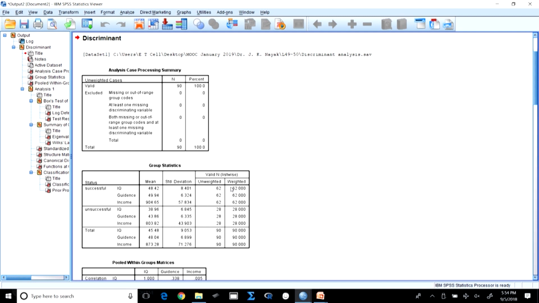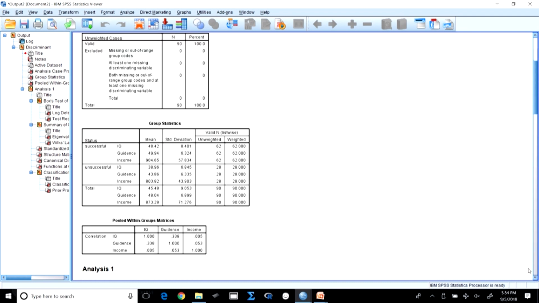Look at it, I have got n is 90 and there is no missing case. Now, if you look at the group statistics, for successful people and unsuccessful people, the mean and standard deviation for IQ, guidance and income are given to you. As you can see, the IQ for successful people is more than the unsuccessful, the guidance is more again, and income is also more. So, can we now say which one out of these is the most important one? Maybe all are impacting positively, but how much?